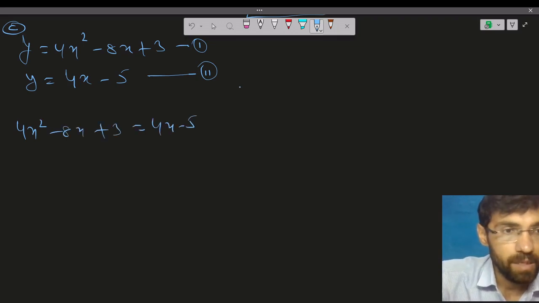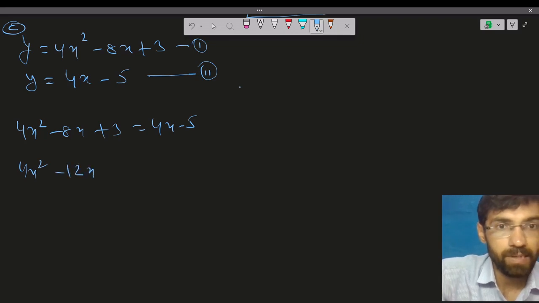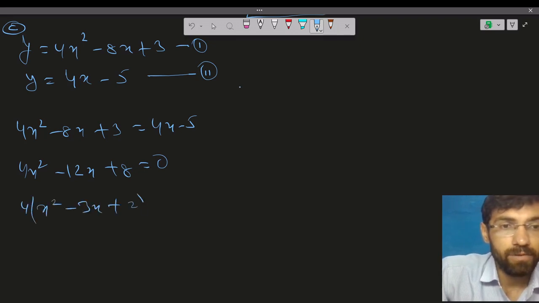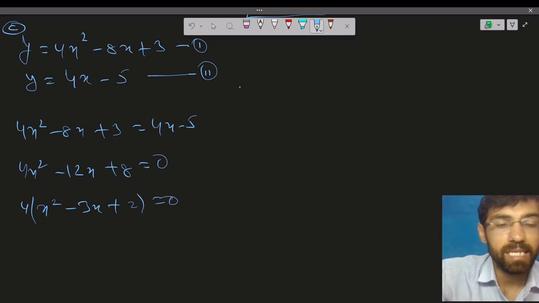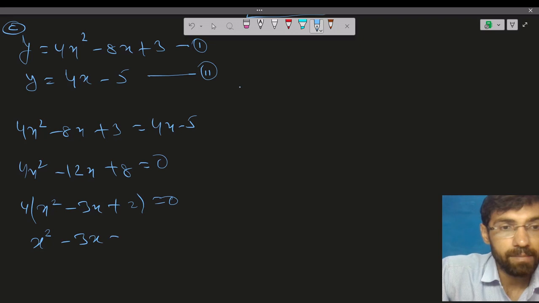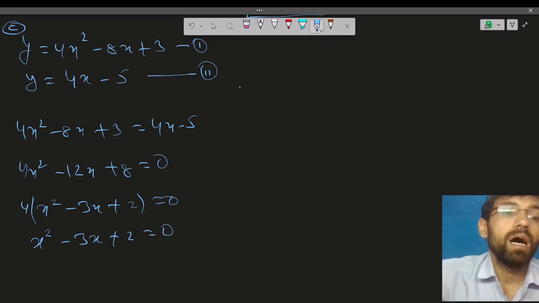Let us solve it. So this is 4x squared minus 8x minus 4x is minus 12x, plus 3 plus 5 is plus 8, equals 0. And I think we can take 4 common. Since 4 is in product, we shift it to the other side, where it will be division. 0 upon 4 will be 0. So I will be left with x squared minus 3x plus 2 equals 0.